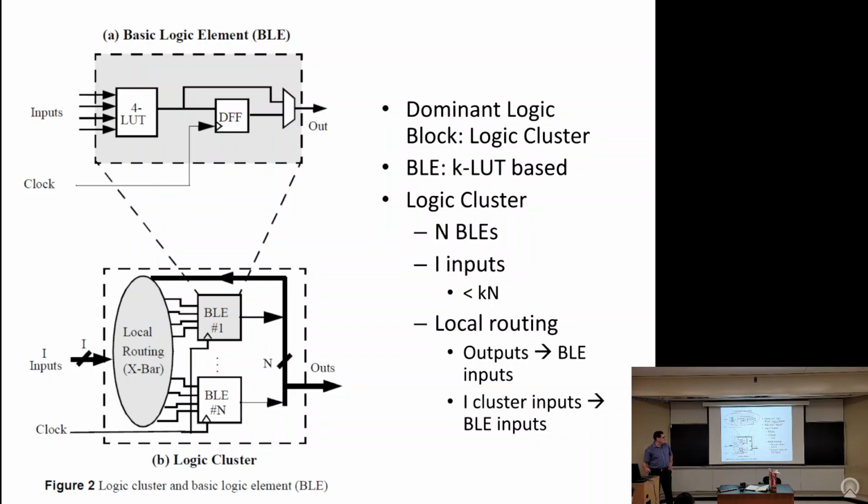Okay, so there are a lot of variations on this. You could do this as a full crossbar, which takes quite a bit of area, or you can use a more complicated switch network that doesn't guarantee you can connect all of these I inputs and N outputs back to these BLE inputs, but has lower area. Most architectures now use essentially some form of partial crossbar. A partial crossbar acts like a crossbar, but you remove some of the switches.